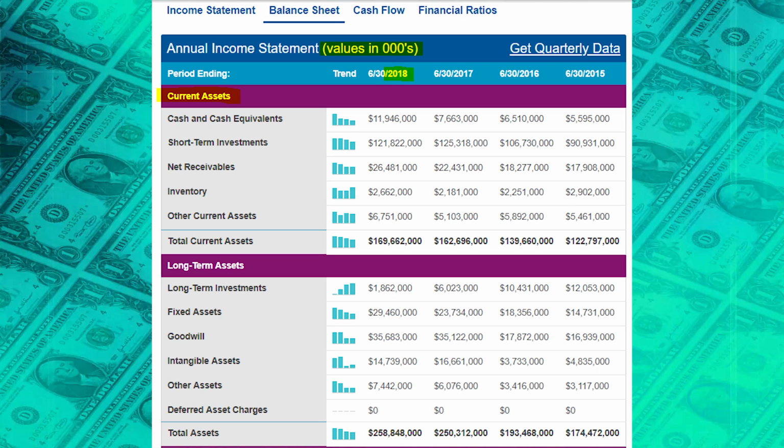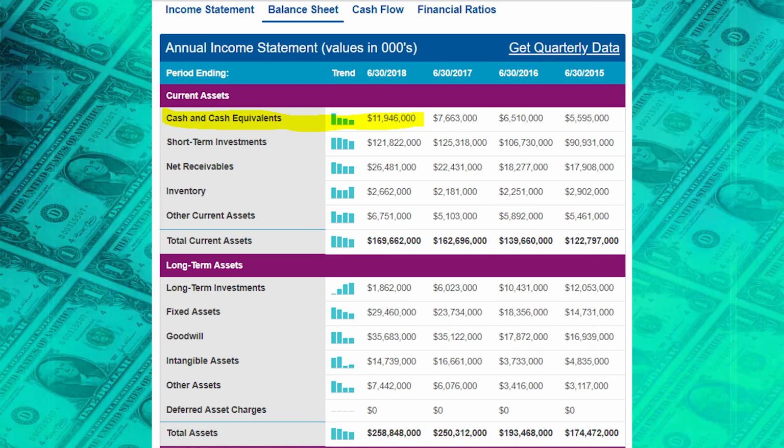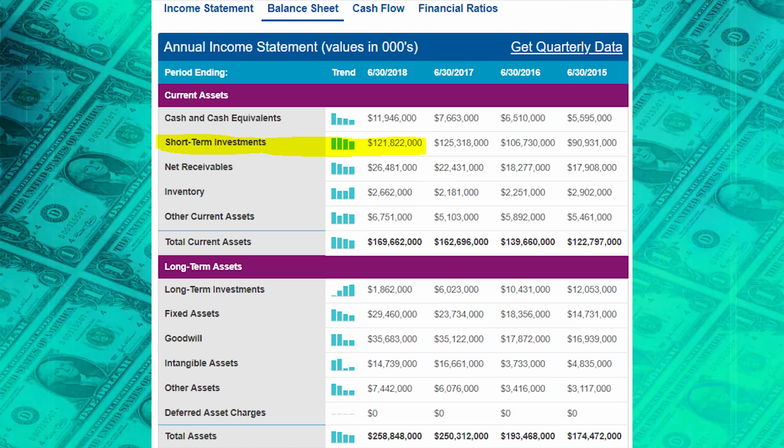And the first item that we see in this category is cash and cash equivalents, which is pretty much considered liquid. But here we see that Microsoft has almost $12 billion. And then there's short-term investments, which I usually consider to be very similar to cash in that it's investments that the company intends to liquidate within 12 months.